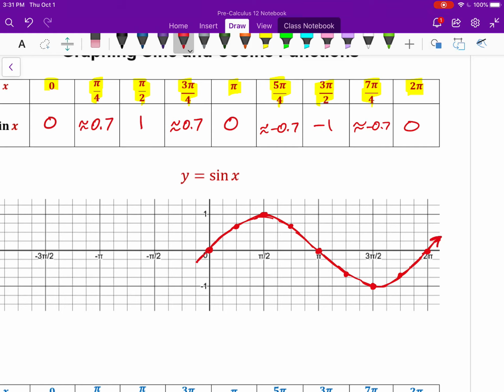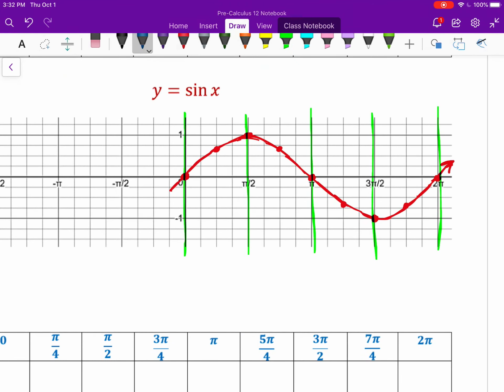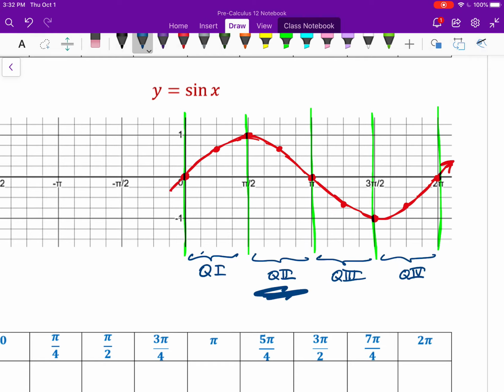What happens over here? Well, keep in mind, and maybe I'll highlight these, all of these lines I'm highlighting in green are the different quadrants. Right here is quadrant 1. This is quadrant 2. Notice sine is positive in both those quadrants. This is quadrant 3. This is quadrant 4. And if it seems strange that I'm saying these are quadrants, notice this chunk right here is between pi over 2 and pi. In radians, that is the second quadrant, angles between pi over 2 and pi.